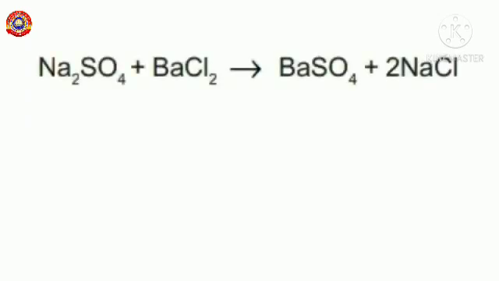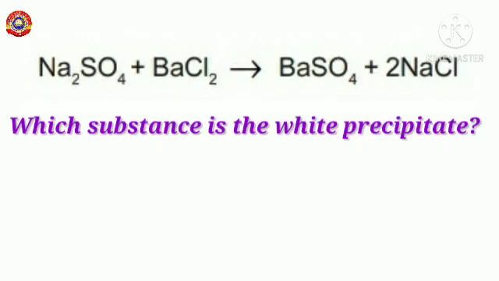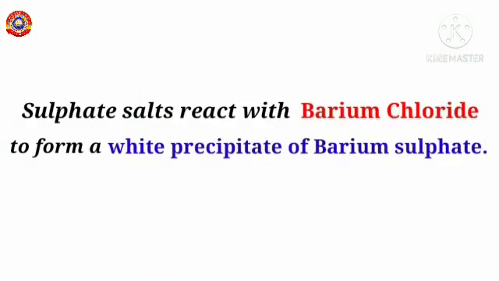Analyze the equation. Which substance is soluble in water among the products? Of course, sodium chloride, right? And which substance is the white precipitate? Yes, barium sulphate. So children, remember, sulphate salts react with barium chloride to form a white precipitate of barium sulphate.